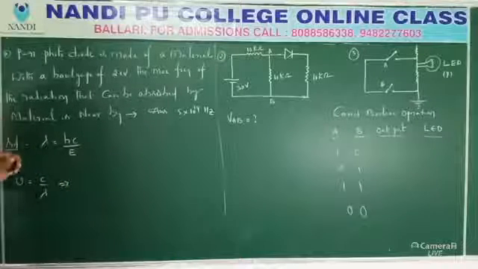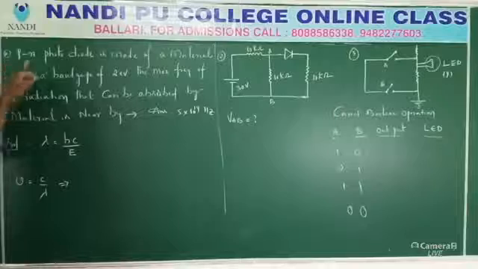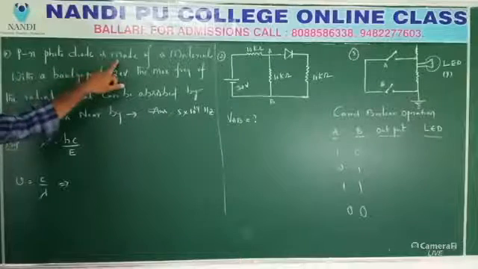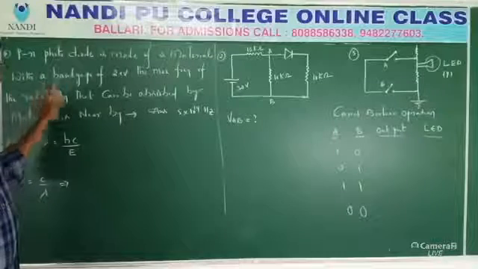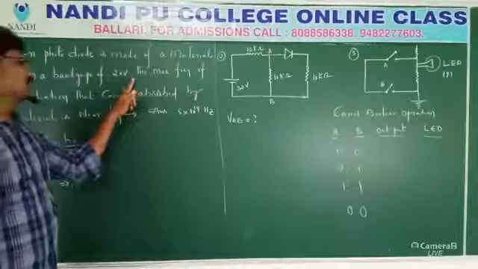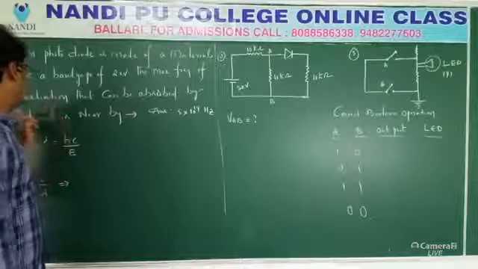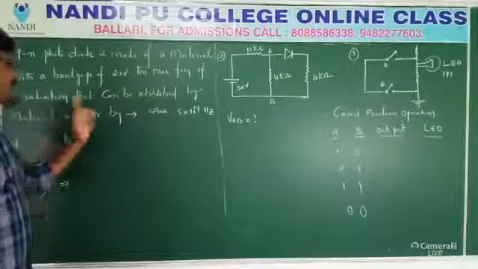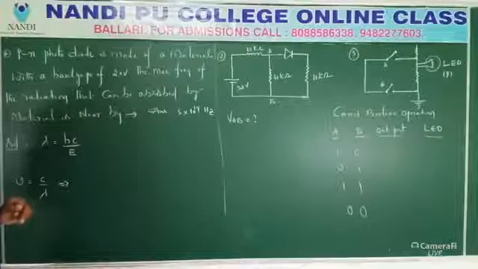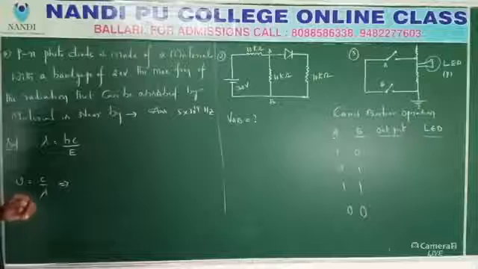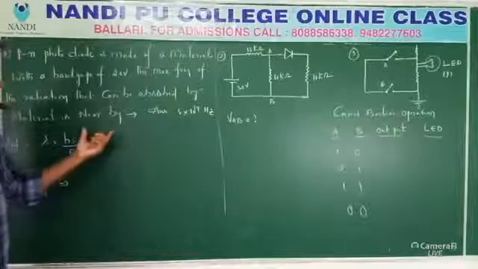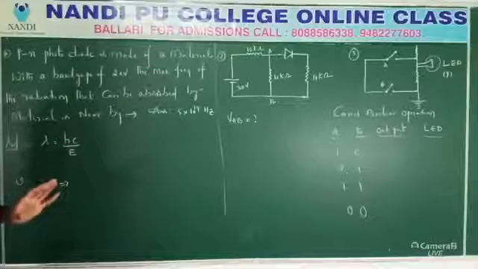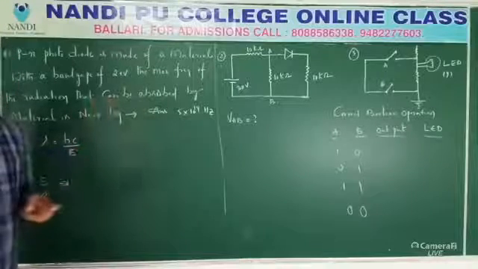First question, I will read once. A PN photodiode is made of a material with a band gap of 2 electron volts. The maximum frequency of the radiation that can be absorbed by the material is nearby. So to adjust the space, I did not write the options. I have given the direct answer only.